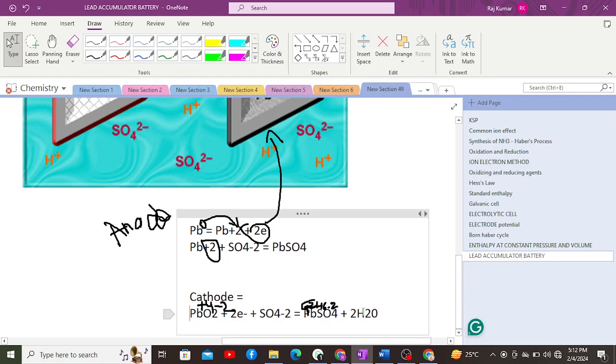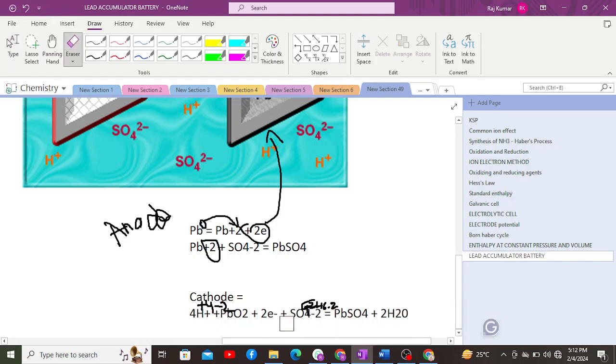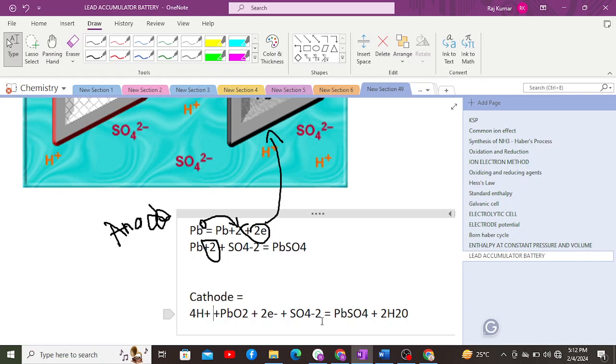Since we have added two water molecules, we need to add protons as well, because protons are 4 on the product side, so we should have 4 protons on the reactant side as well. So this would be the final reaction after balancing it. These are the two reactions occurring at the anode as well as at the cathode.